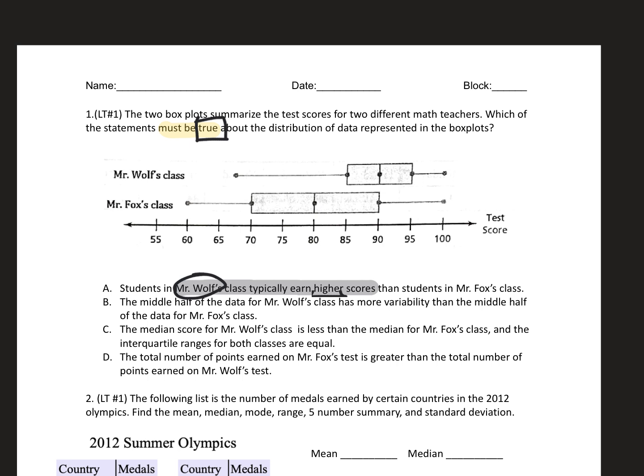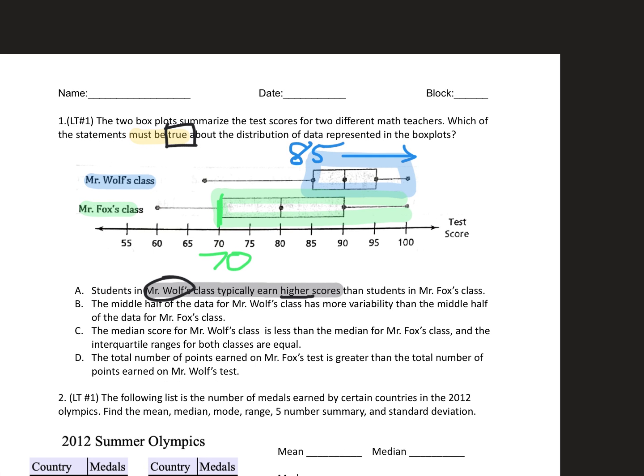So let's look at our data. This shows where most of Mr. Wolf's class is. So most of Mr. Wolf's class got 85 or higher, which I've represented here. Most of Mr. Fox's class is represented here. So most of Mr. Fox's class got a 70 or higher. So Mr. Wolf's class did have higher scores than Mr. Fox's class. So A is a correct answer.